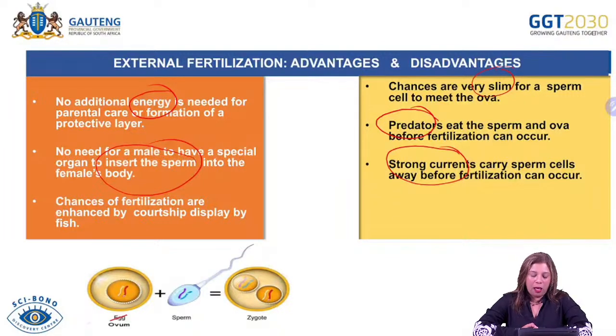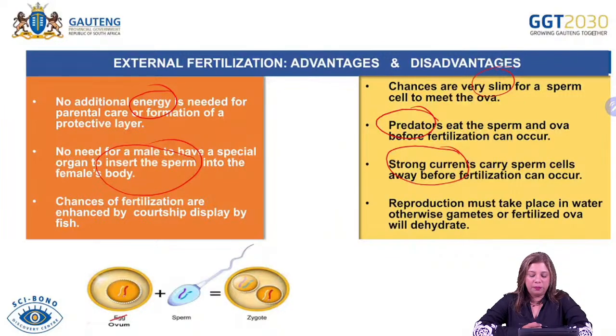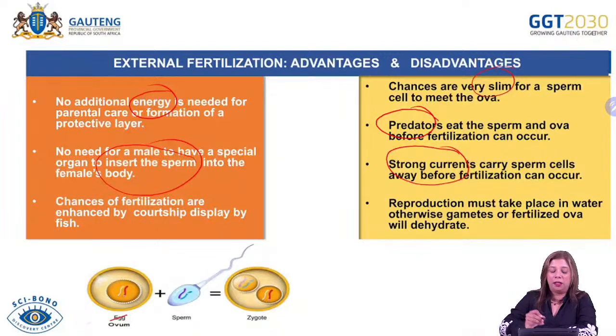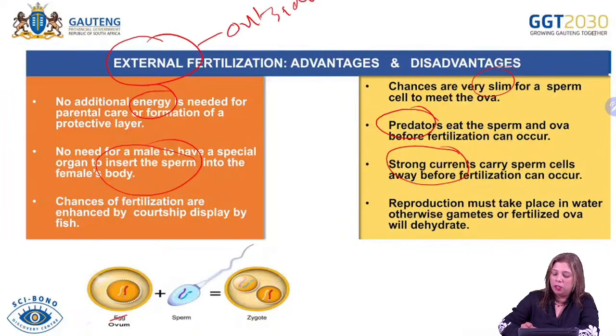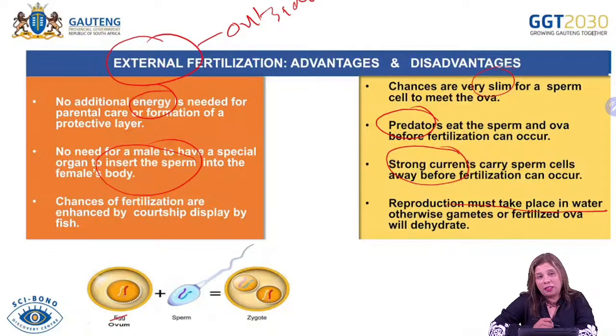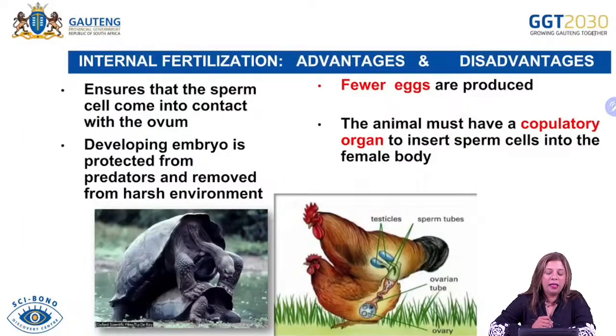Okay, if we go to reproduction, like I mentioned earlier, external fertilization takes place outside the body. So reproduction must take place in water. And if reproduction doesn't take place in water, then the eggs, or the ovum, is going to dry out. Remember, we don't ever say egg cell, we say ovum. Okay? And then let's talk about internal fertilization.